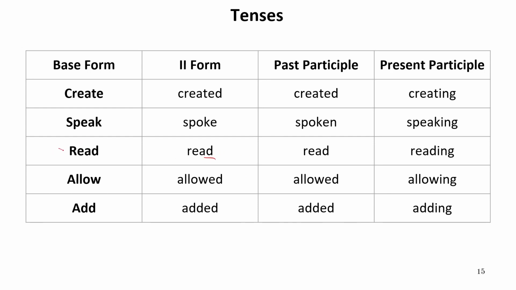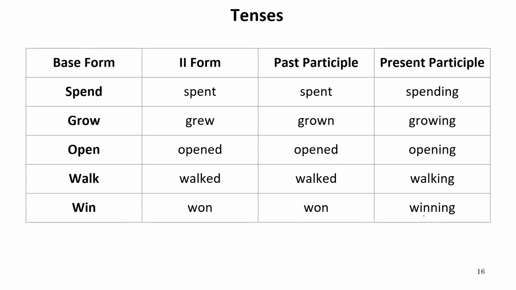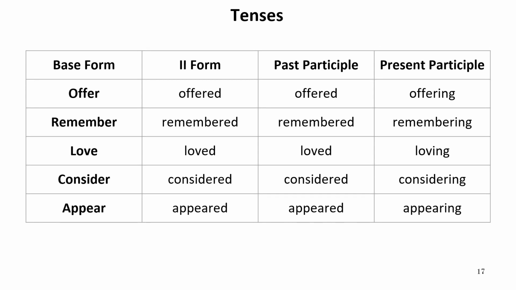Create, created, created. Speak, spoke, spoken, speaking. Read, read. Now this word, the spelling remains the same in all these three forms, but the pronunciation changes. For example, it was read, where it is read and read. Allow, allowed, allowed, allowing. Then add, added, added, adding. Spend, spent, spent, spending. Grow, grew, grown, growing. Open, opened, opened, opening. Walk, walked, walked, walking. Win, won, won, winning. Now offer, offered, offered, offering. Remember, remembered, remembered, remembering. Love, loved, loved, loving.